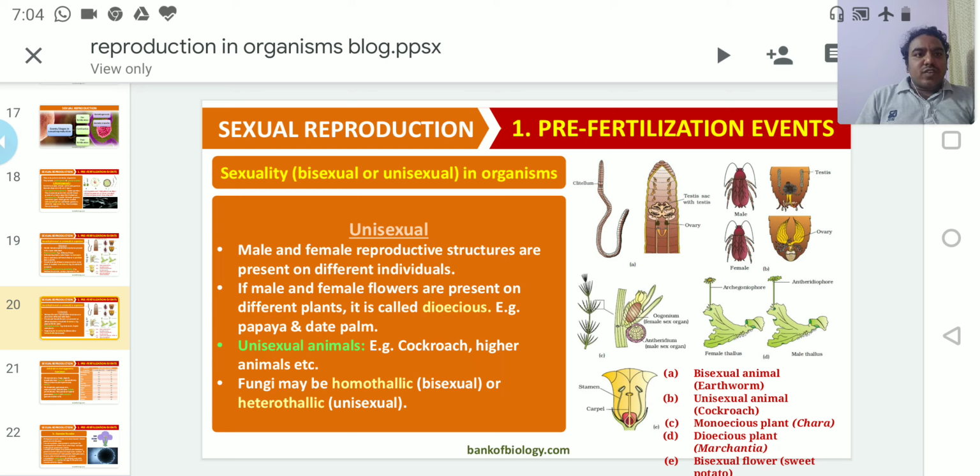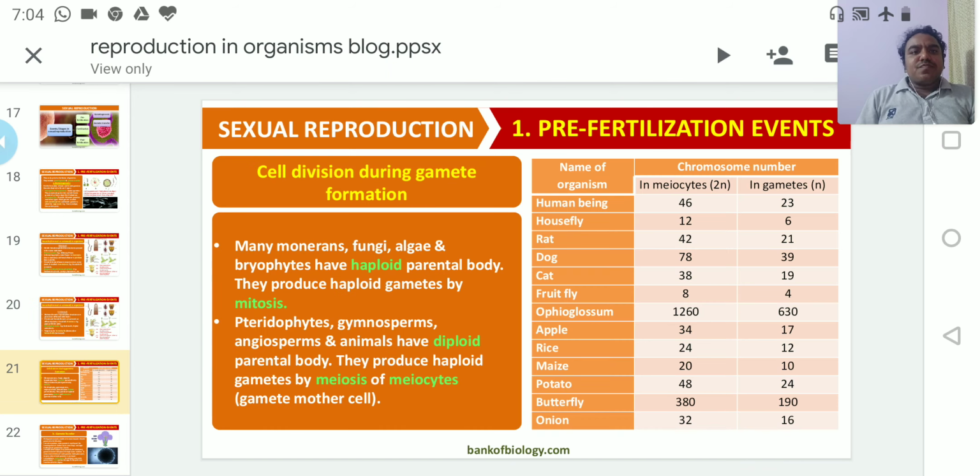Got it? So if you observe keenly here: the bisexual animal earthworm, the unisexual animal cockroach, the monoecious plant Chara, a dioecious plant Marchantia, and you can see the structure of a bisexual flower, which is present in the sweet potato plant. Okay, that is a sweet potato plant flower. Fine. And after this, as I said, the pre-fertilization events, which majorly involve cell division and gamete formation.